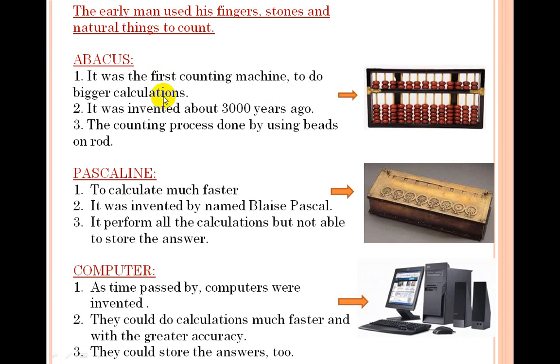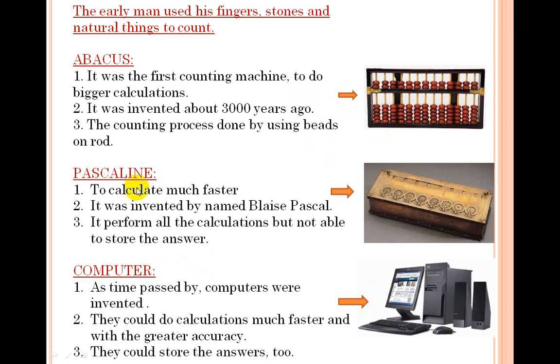So the abacus was the first counting machine. It used to do bigger calculation, and it was invented about 300 years ago. The counting process was done by using beads and rods. Here in this picture you can see a rod placed vertically, and in this rod beads are inserted. With the help of these beads we used to do calculations, that is addition and subtraction. So this can be done by this abacus.